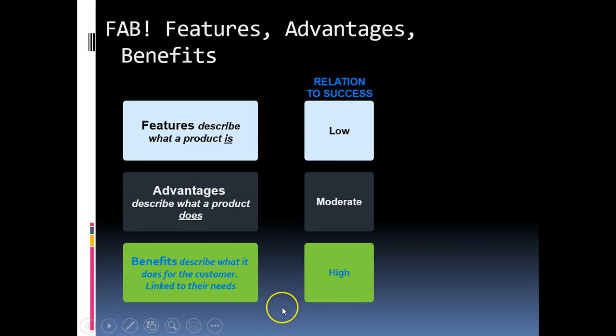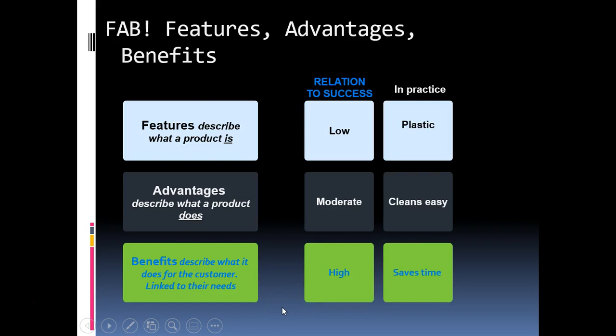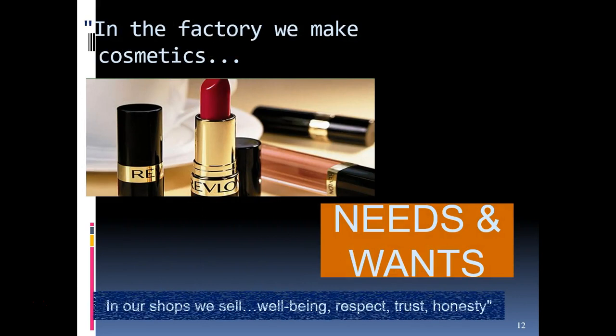Obviously they're more important. In practice, this just tells you an applied example. So a feature of the product is that it's made from plastic. Its advantage is it cleans easily, so it's easy for us to use, and the benefit to the customer is it saves them time.